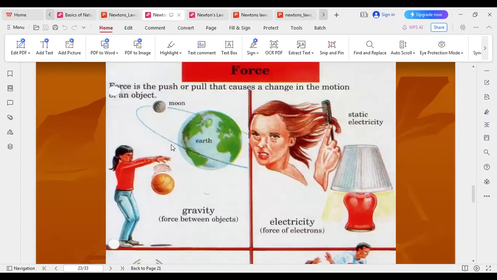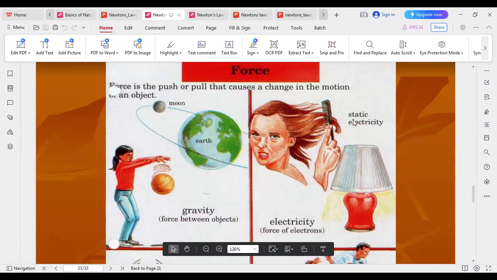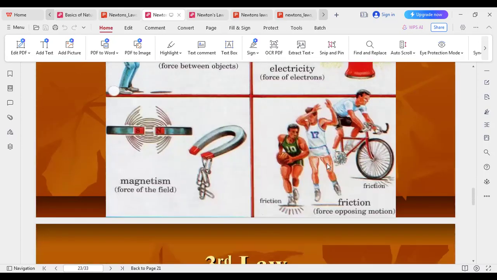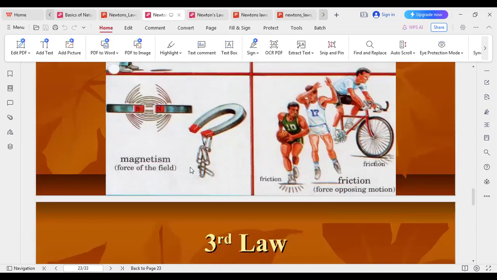Now, force is the push or pull that causes a change in the motion of an object. This is gravity, and this is electricity, static electricity. When you rub a comb, your hair will be electrified with static, or electrons. So static electricity will be produced there. And this is also friction, due to friction. This is magnetism.